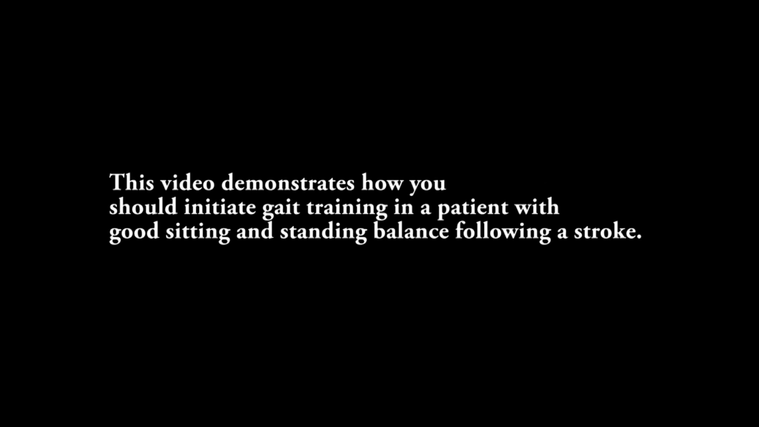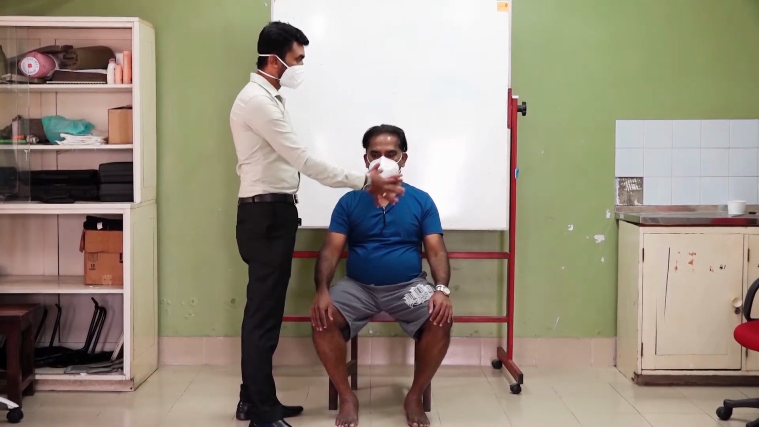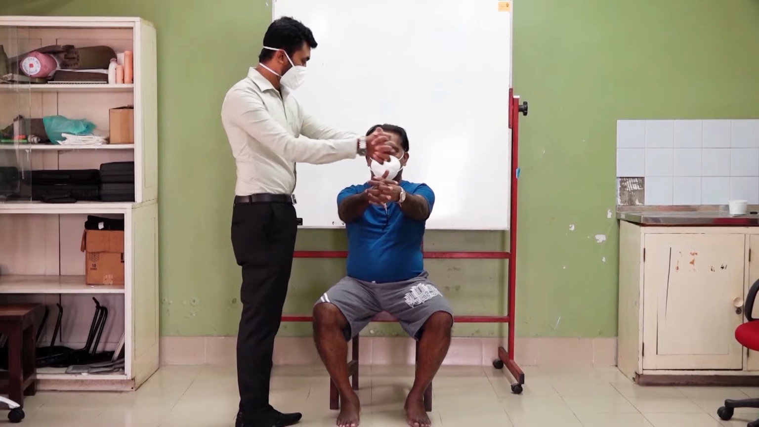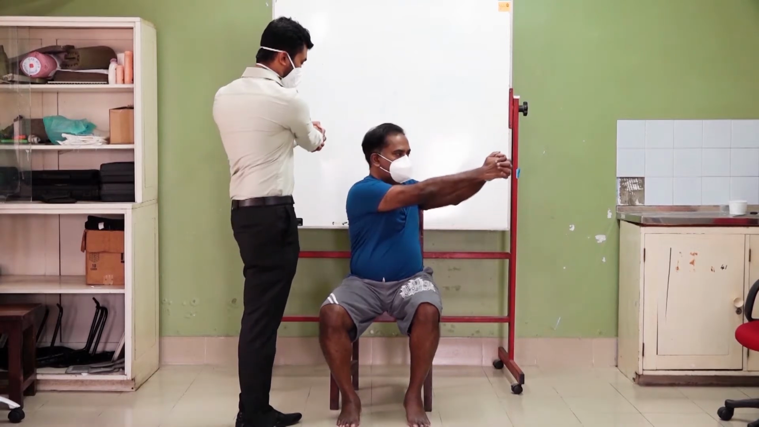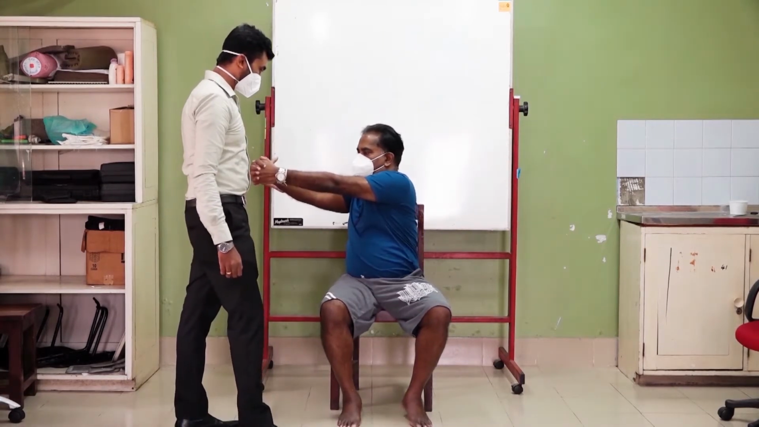This video demonstrates how you should initiate gait training in a patient with good sitting and standing balance following a stroke. Gait training should be promoted from the beginning so that the patient develops a symmetrical walking pattern with weight bearing on the affected leg. Using a walking aid should be discouraged unless essential.